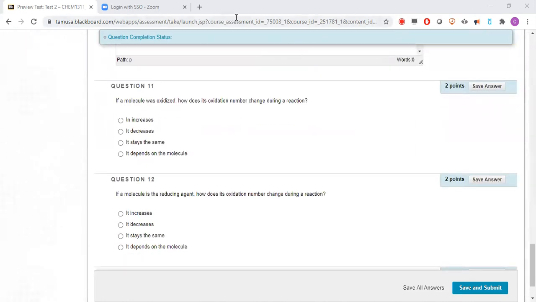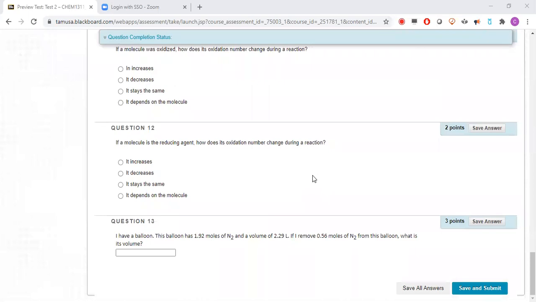All right, oxidation numbers, OIL RIG. Oxidation is loss of electrons, so if it loses electrons, its oxidation number increases. A reducing agent means it was oxidized, so its oxidation number increases. So if I'm a reducing agent, that means I was oxidized.